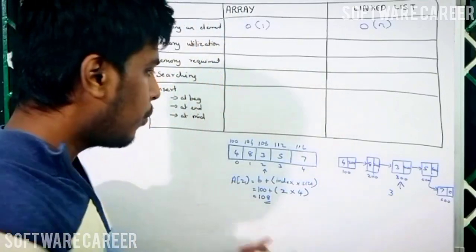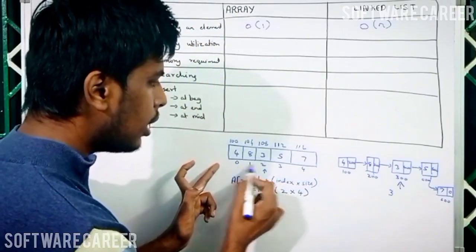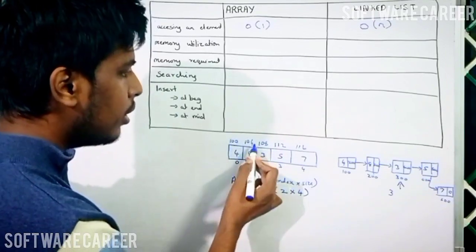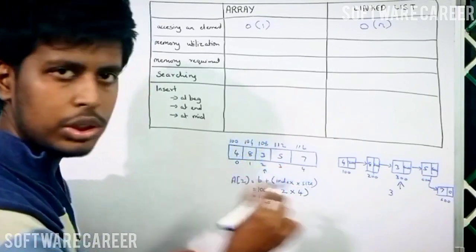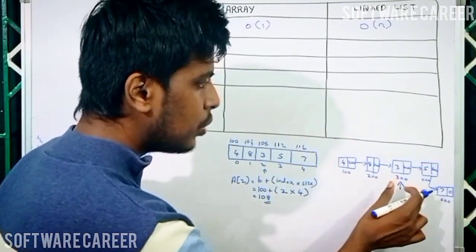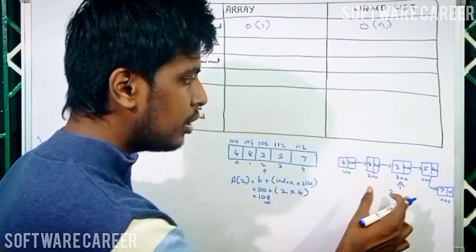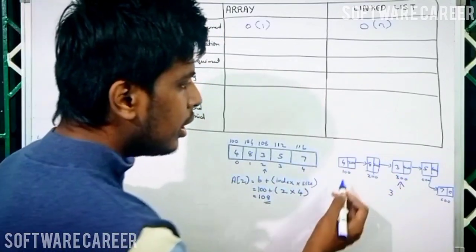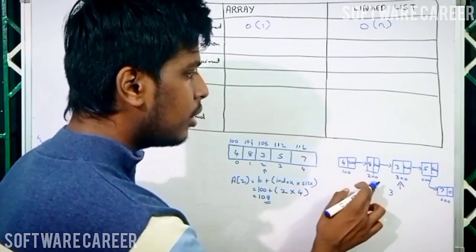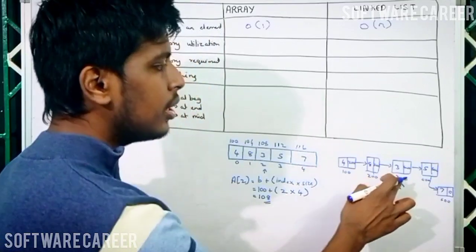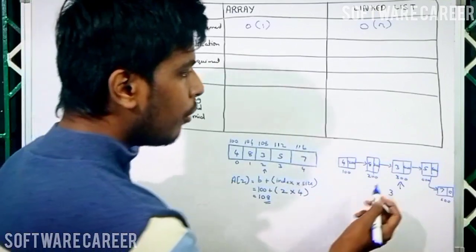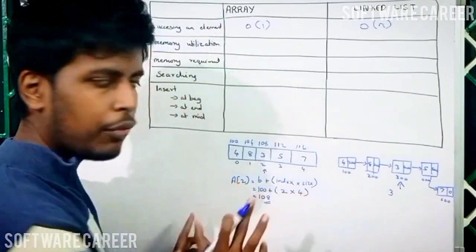How should you find it? For an array, the indices are continuous. Continuous means the addresses are continuous: 100, then 104, 108, in sequential manner. I have written them at equal intervals, but in a linked list it's not like that. Here 100 may be there, here 400 may be there, here 700, like that. It may not be at equal intervals, so you can't calculate by using a formula.